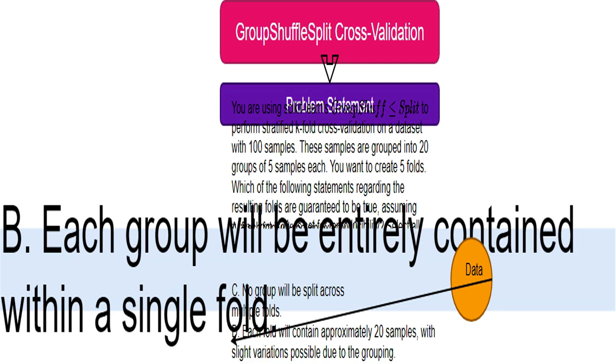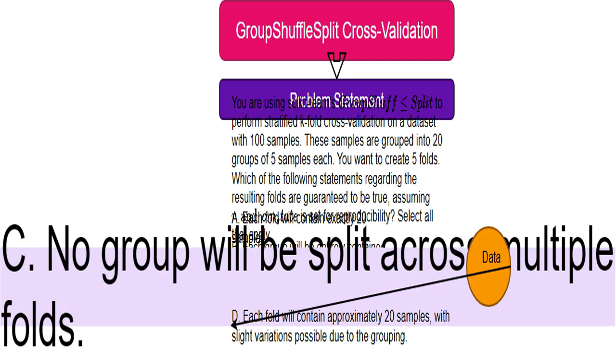It's guaranteed. This is awesome. This statement is directly related to the previous one, point b. Because GroupShuffleSplit keeps groups whole, it's impossible for a single group to appear in more than one fold. It's a direct consequence of point b.